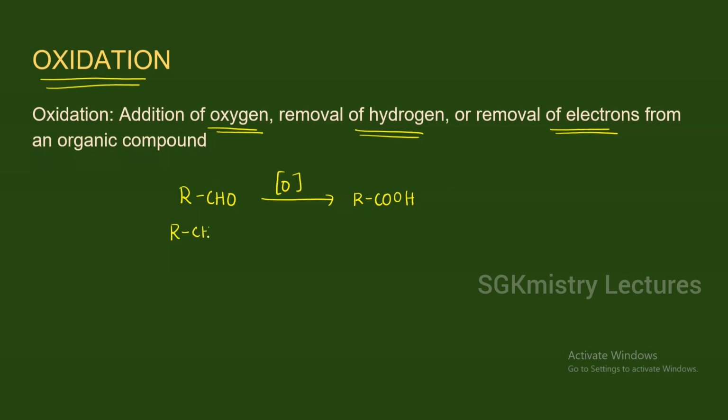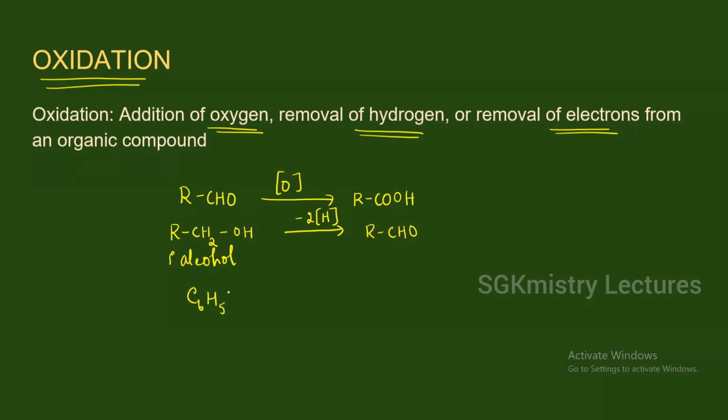Similarly, if you're taking alcohols, again, oxidation is addition of oxygen or removal of hydrogen, right? So if I remove two hydrogens here, then what am I going to get? I'm going to get RCHO. So the primary alcohol, in this case I have taken the primary alcohol, on oxidation, that is by the removal of two hydrogens, you're going to get the aldehyde. So primary alcohols are oxidized to aldehydes.